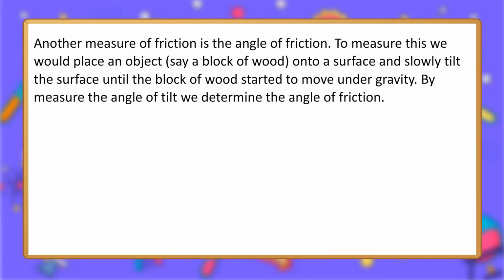Angle of friction. Another measure of friction is the angle of friction. To measure this, we would place an object, say a block of wood, onto a surface and slowly tilt the surface until the block of wood started to move under gravity. By measuring the angle of tilt we determine the angle of friction.